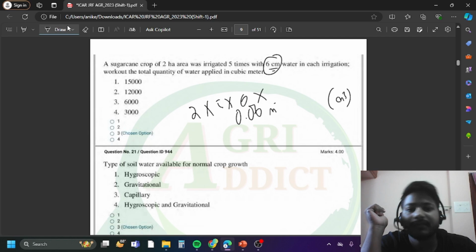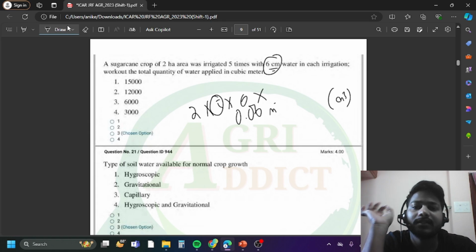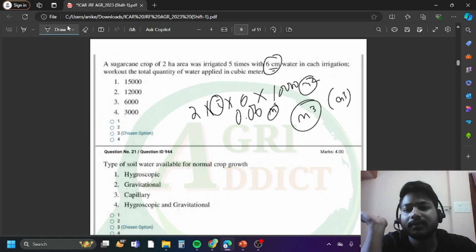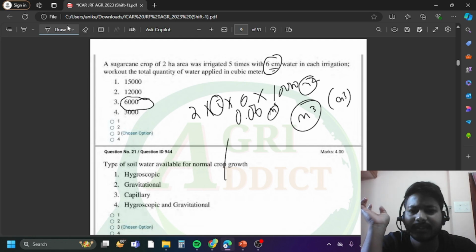0.06 meter times 5 times 2 hectare area. 1 hectare is equal to 10,000 meter square. Yes or no? 10,000 meter square. So meter into meter square is meter cube. So the answer will be 6,000 meter cube. Okay, it's very easy, nothing is there.